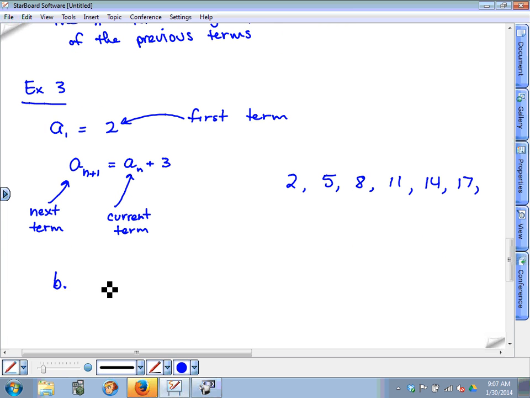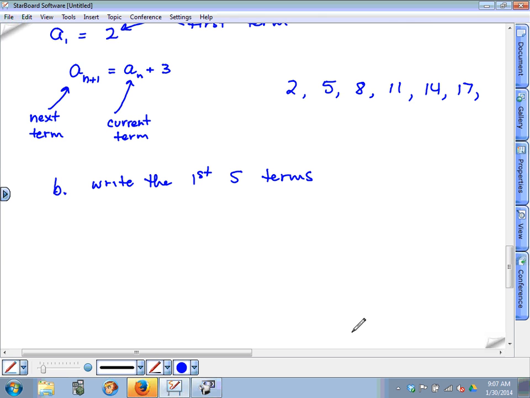So try this one. Part B. Write the first 5 terms. A sub 1 is equal to 6. A sub n plus 1 is equal to a sub n plus 4. There's your recursive formula. A sub 1 is equal to 6. A sub n plus 1 is a sub n plus 4. Write the first 5 terms of that recursively defined sequence.